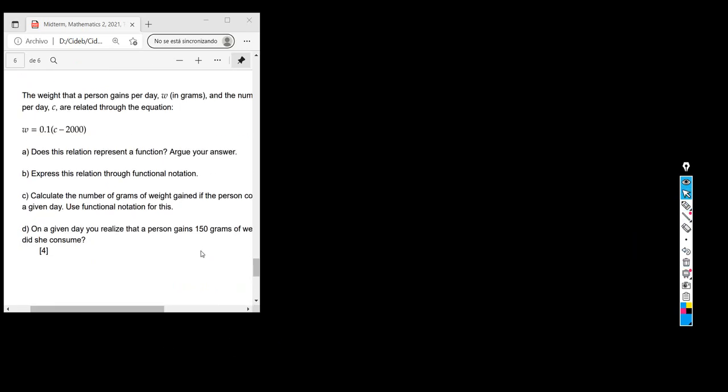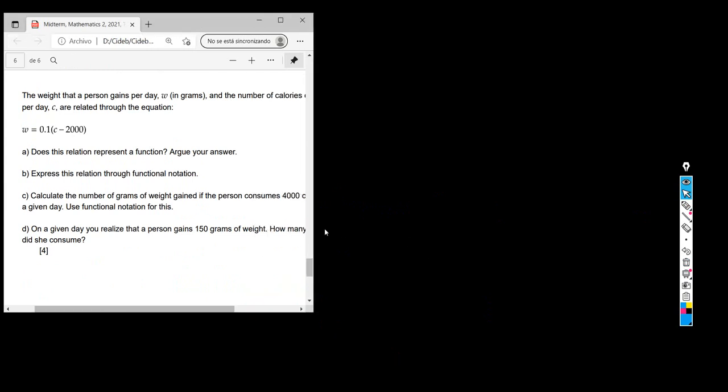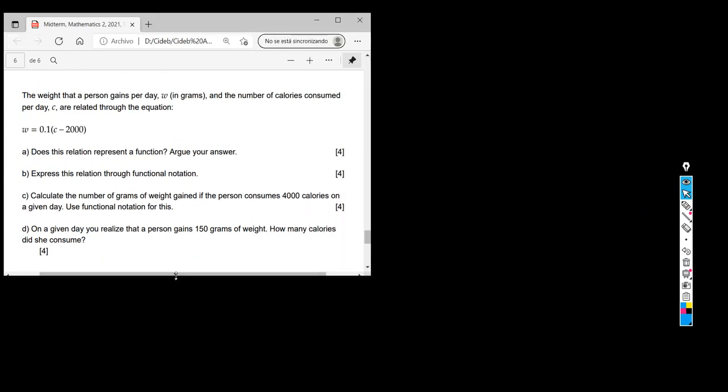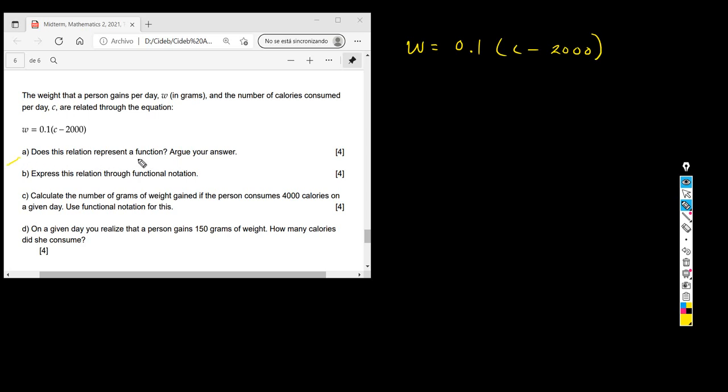And let's finish with the last one already. So we have this: the weight that a person gains per day, established by W and given in grams, and the number of calories consumed per day, C, are related through this equation. Question A: does this relation represent a function? Argue your answer. The answer is yes.